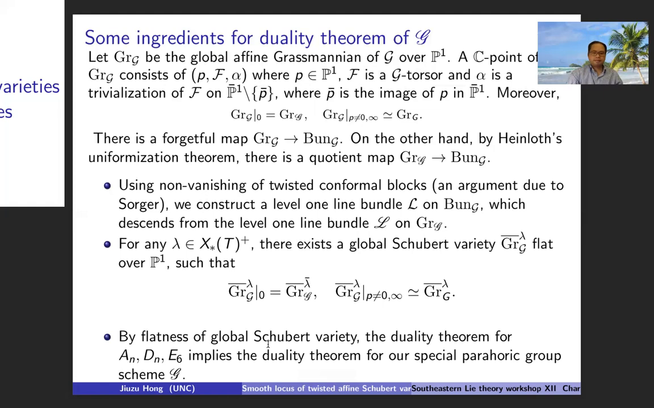And then this is how the two versions of the duality theorem are related. So we already have the duality theorem for types A_n, D_n, E_6 in the untwisted case. And by this global method, in fact, we can prove the duality theorem also holds for our special parahoric group schemes.